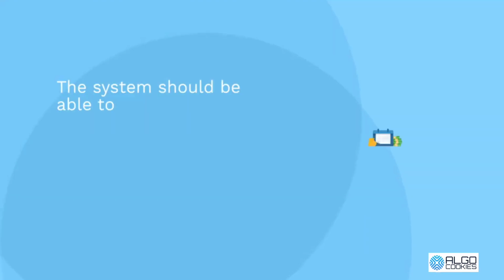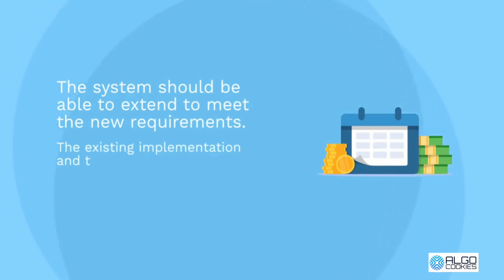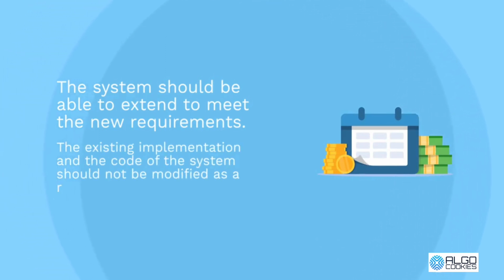Open-closed principle. The system should be able to extend to meet the new requirements. The existing implementation and the code of the system should not be modified as a result of a system expansion.